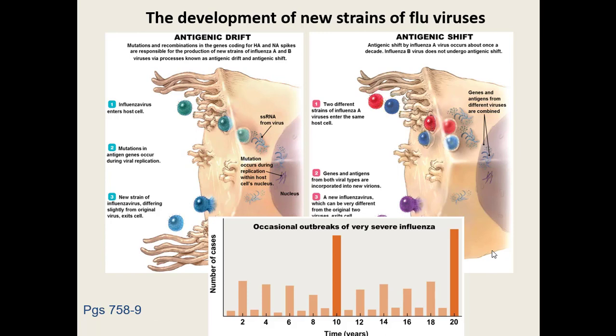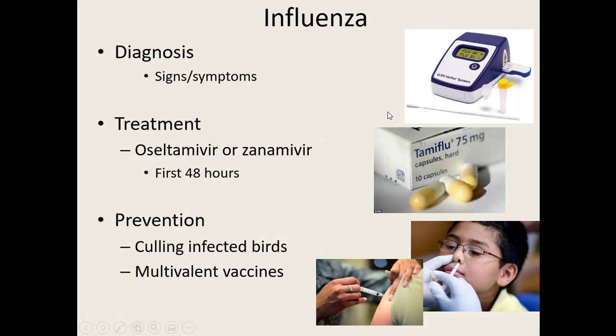Now, diagnosing the flu, a lot of times they can look for signs and symptoms. They're very characteristic signs and symptoms. Treatment, we do have a few antivirals. Oseltamivir or zanamivir, more commonly known as Tamiflu, can be given in the first 48 hours of infection. They block the virus from being released from infected cells, so it shortens the illness because fewer cells are going to get infected. Prevention, though, is that we can get rid of infected birds or other infected animals so that we don't get these new flu strains, and get vaccinated.